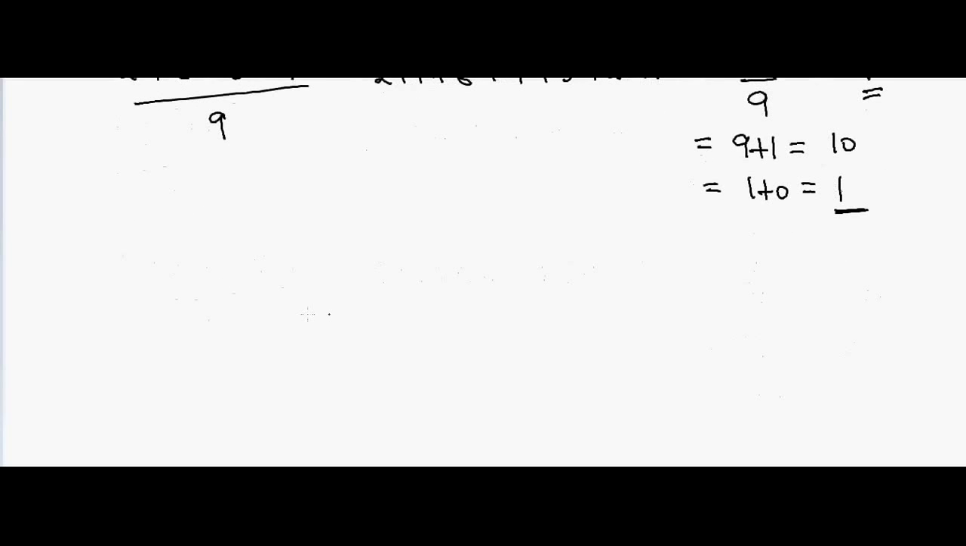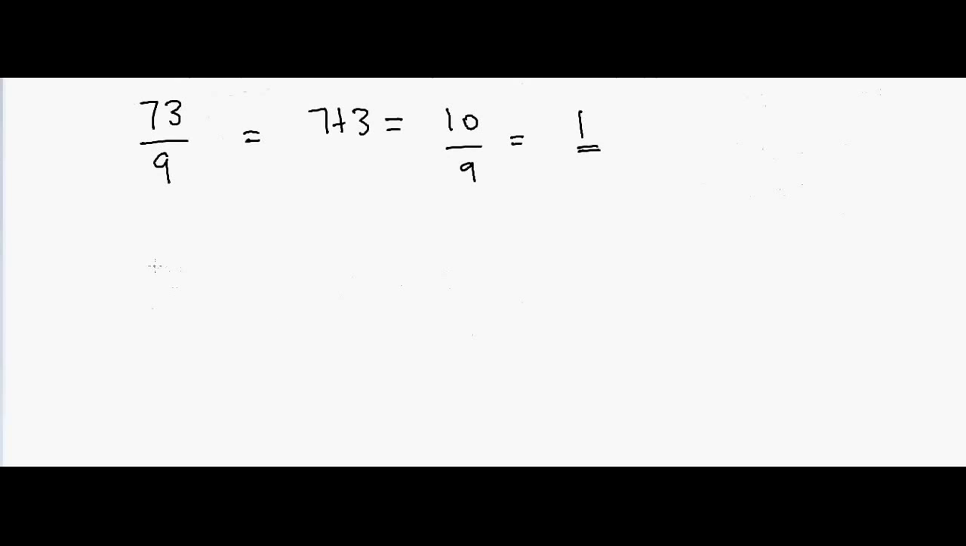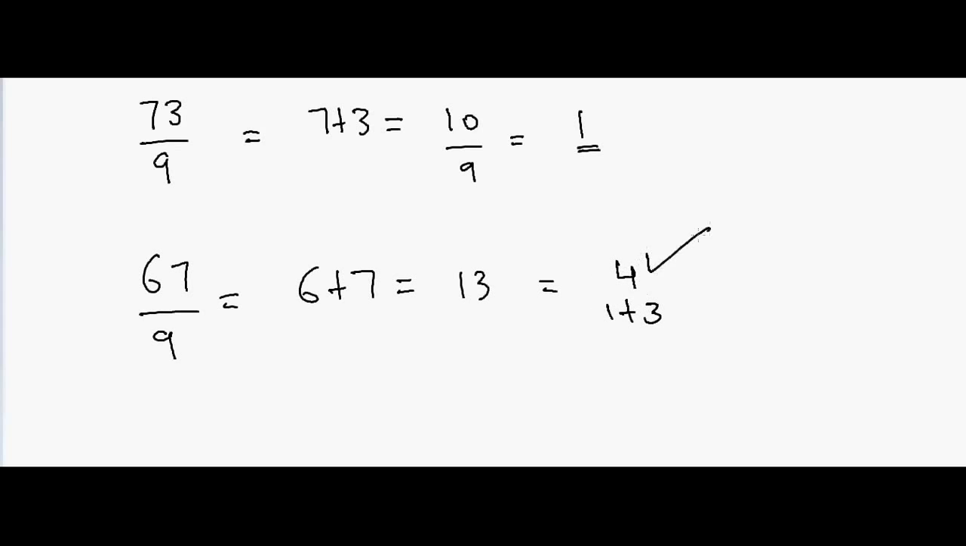Another, much easier example: if I have 73 and I want to divide by 9, we know that 7 plus 3 is equal to 10, and if I divide it by 9, my remainder will be equal to 1. Again, if I have 67 and I want to divide by 9, in that case 6 plus 7 is equal to 13, and again 1 plus 3 is equal to 4. So the remainder is 4.